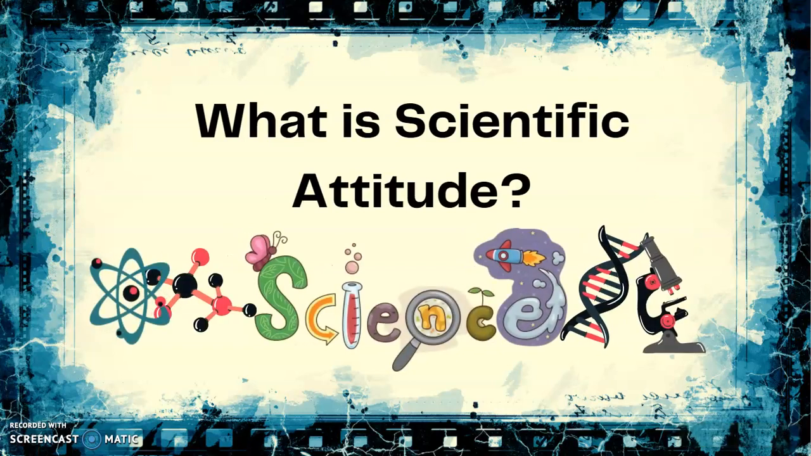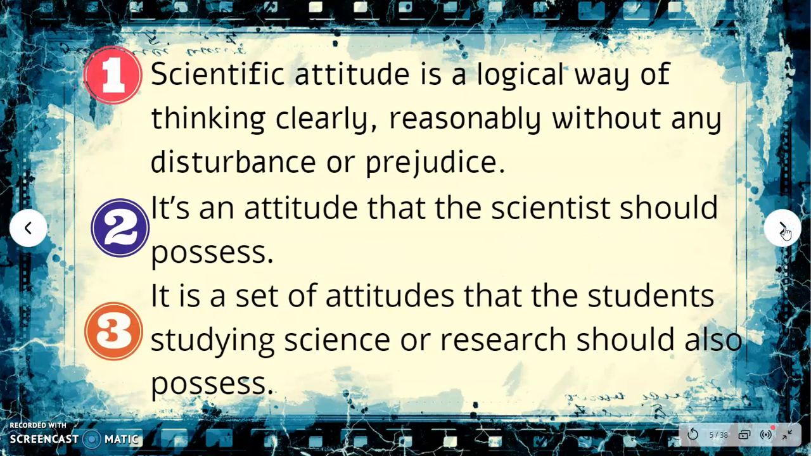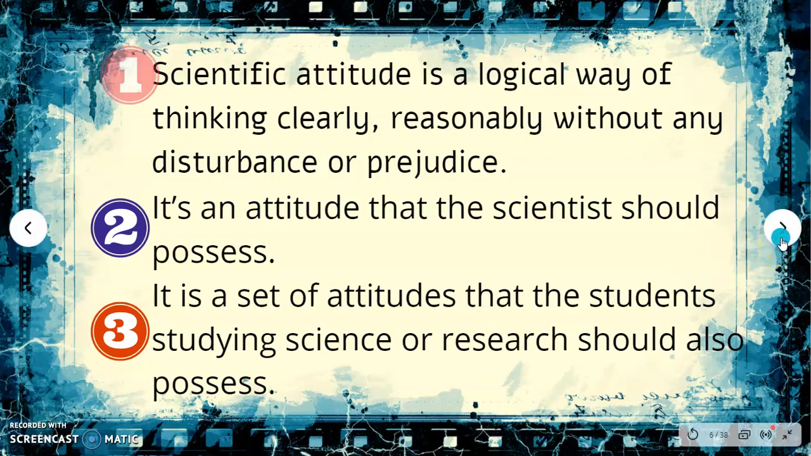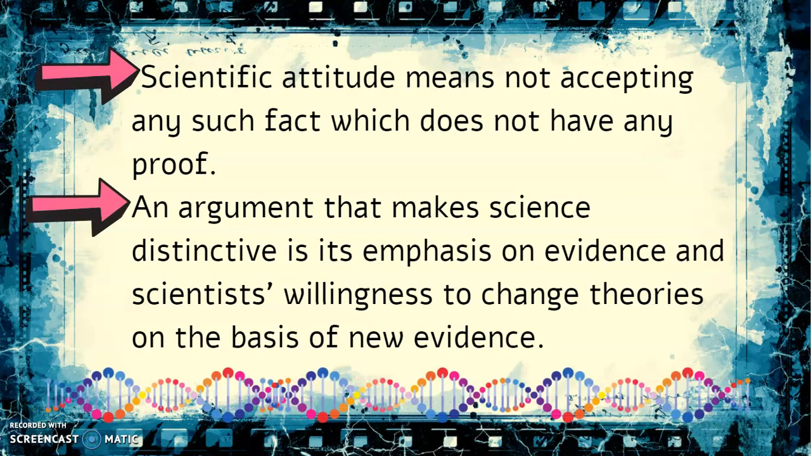But what exactly is scientific attitude? Scientific attitude is a logical way of thinking clearly, reasonably without any disturbance or prejudice. Scientific attitude is an attitude that the scientist should possess. It is a set of attitudes that the student studying science or research should also possess. To add from that, scientific attitude means not accepting any such fact or information which does not have any proof or evidence.